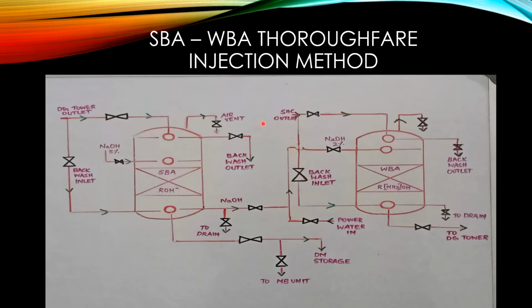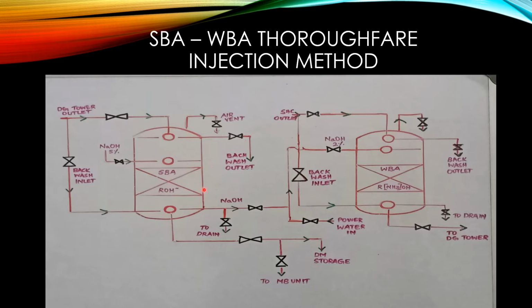This is the SAC outlet coming to WBA. This is the air vent line, this is the backwash outlet line, and this is the backwash inlet line, and this is the drain regenerant outlet, and this is the WBA outlet for service going to the degasser tower. Now we will see how the regeneration takes place.